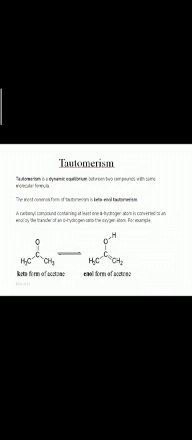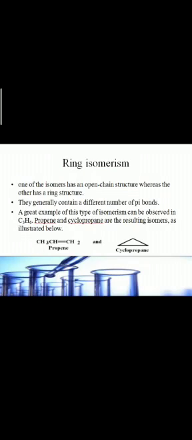The next one is tautomerism. Tautomerism is a dynamic equilibrium between two compounds with the same molecular formula. A carbonyl compound containing at least one alpha hydrogen atom is converted to an enol by the transfer of an alpha hydrogen onto the oxygen atom. Alpha hydrogen is the hydrogen present on the alpha carbon, and alpha carbon is the carbon present next to the functional group. So the keto form of acetone and the enol form of acetone are tautomers.